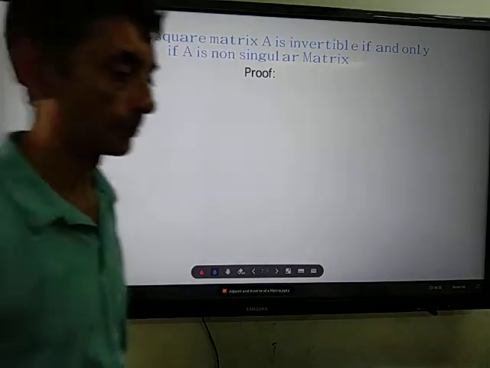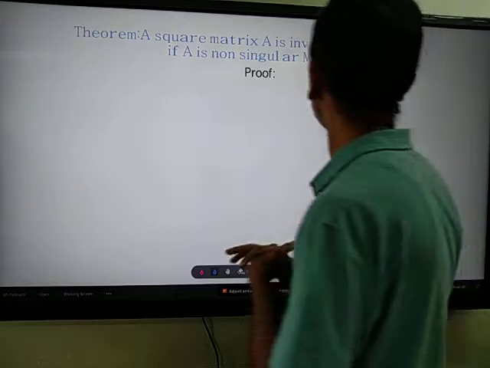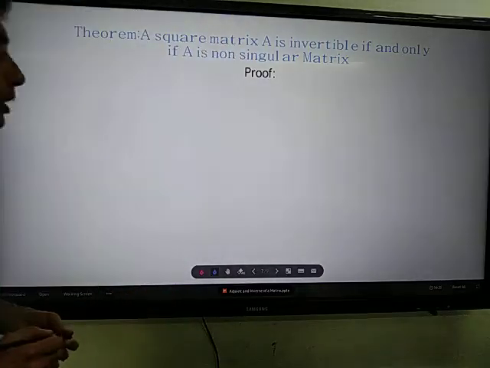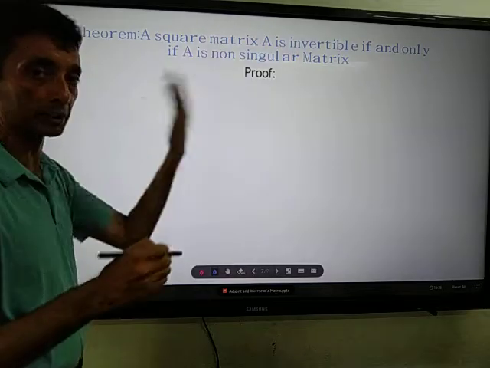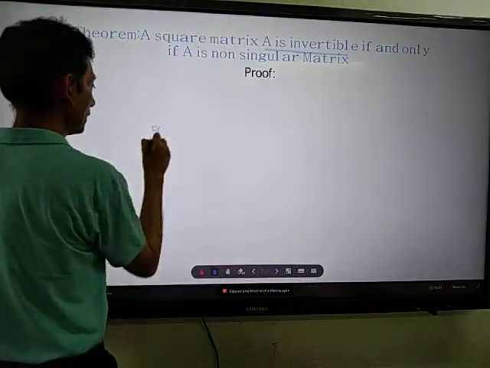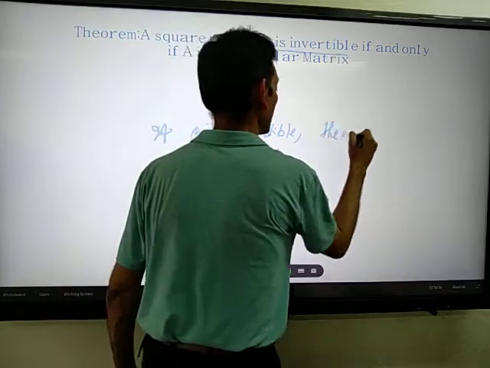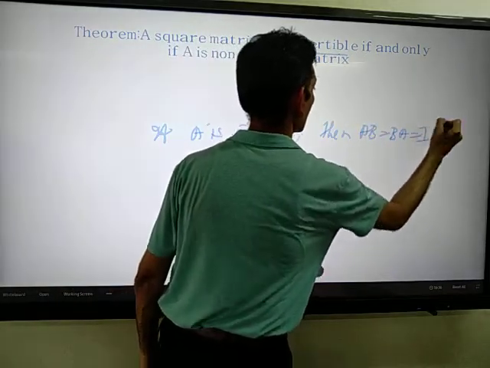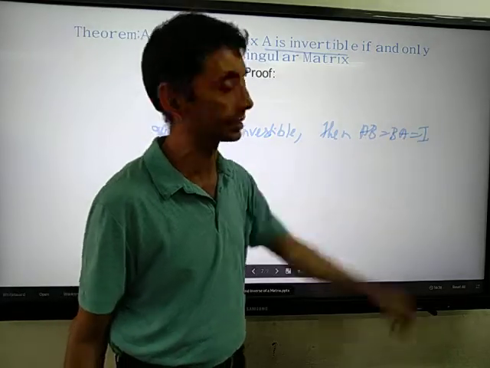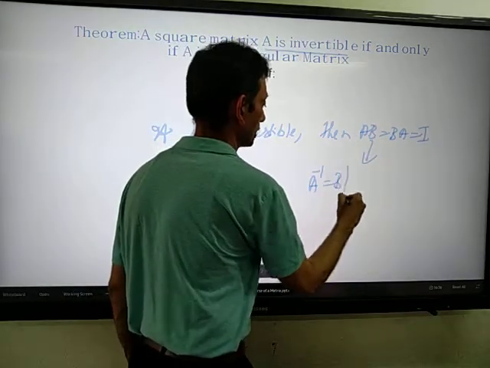Let's move to another concept. There is another very important theorem: a square matrix A is invertible if and only if A is a non-singular matrix. Before we start the proof, let me revise one or two concepts. First, the invertible matrix. If A is invertible, then there exists another matrix B, such that AB equals BA equals I. B is called the inverse of A, and we write A inverse equals B. We learned this concept in our previous class.